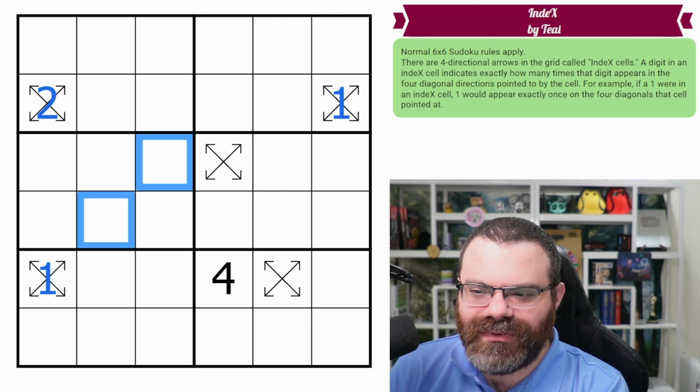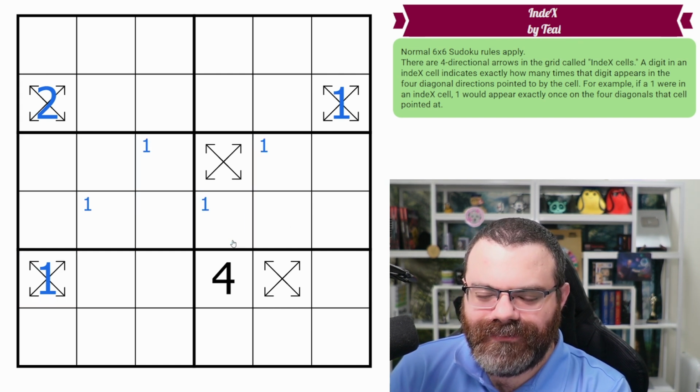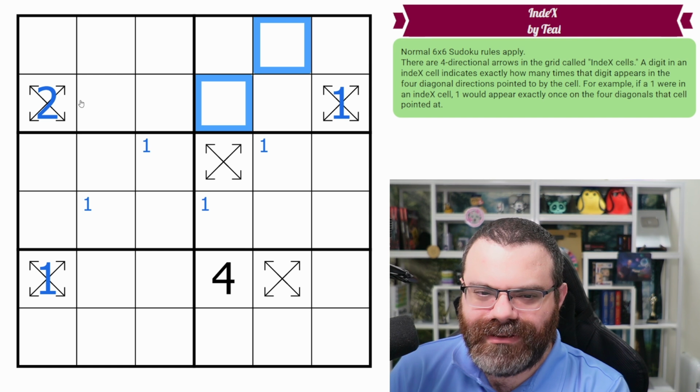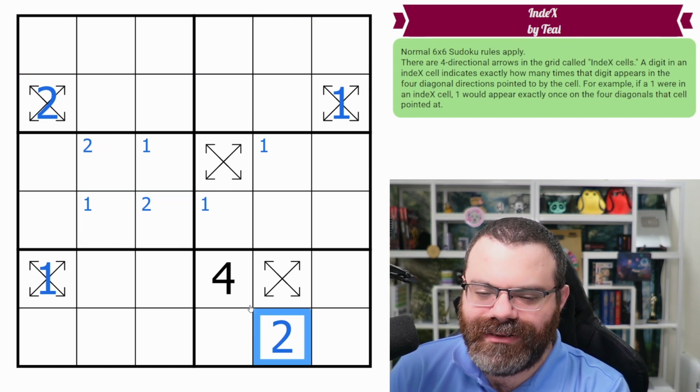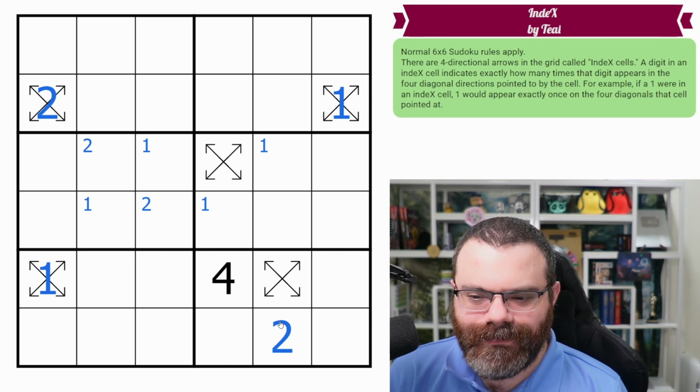All right, so that means there's a 1 in one of these 2, there's a 1 in one of these 2. Can't put them here, can't put them here. Now this 2 tells me there needs to be a 2 in one of these 2, and there's a 2 exactly right here, because this 4 is taking the other spot. All right, that seems like good progress to me.